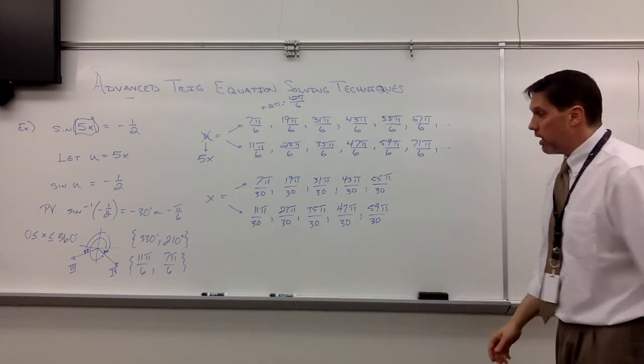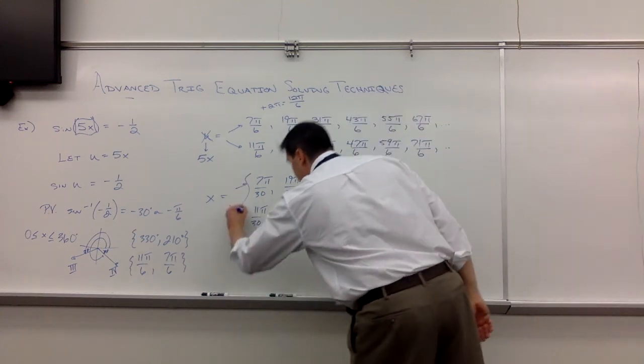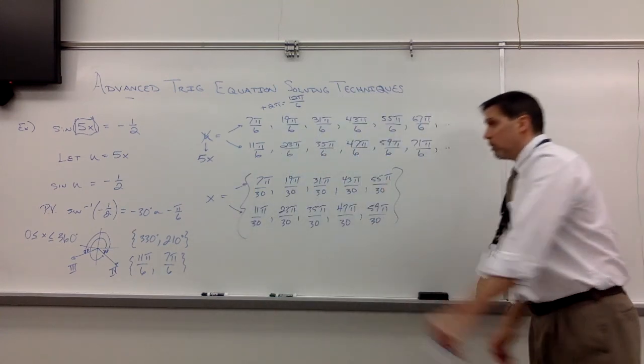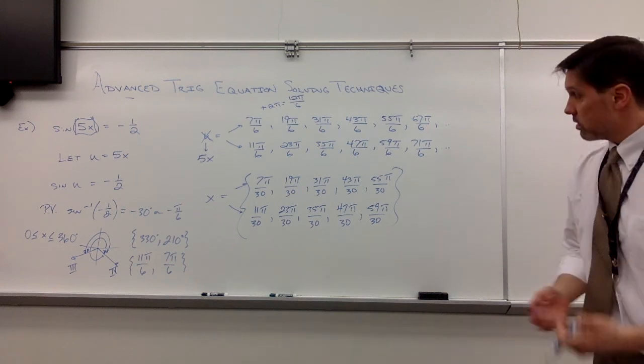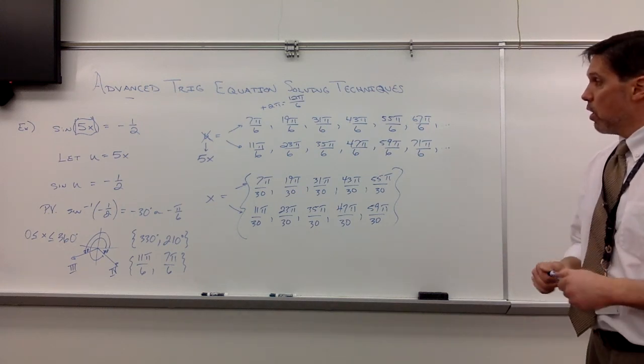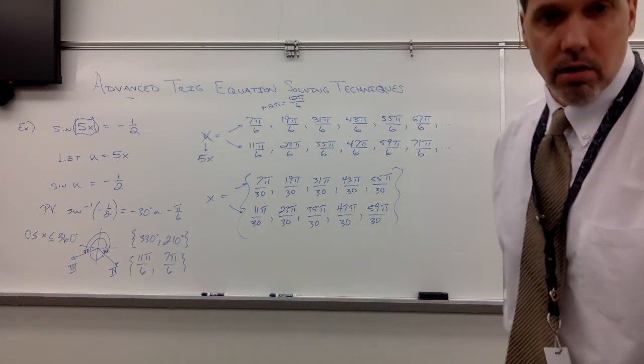So the bottom line is, how many solutions you got? Between 0 and 360, you got 10 solutions. 10 solutions to this equation. Whew. These are rough. These are definitely rough.